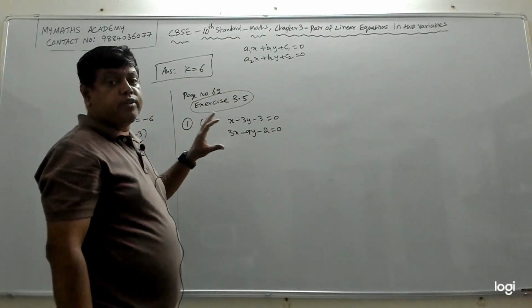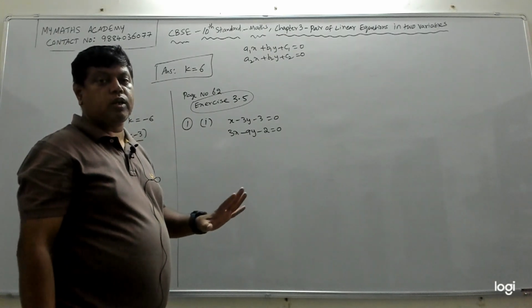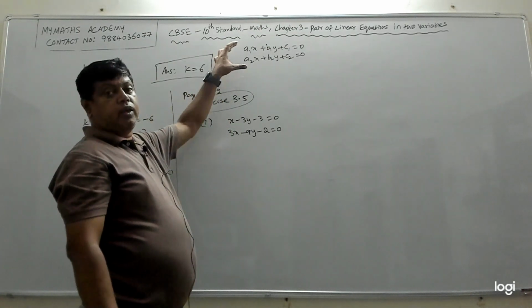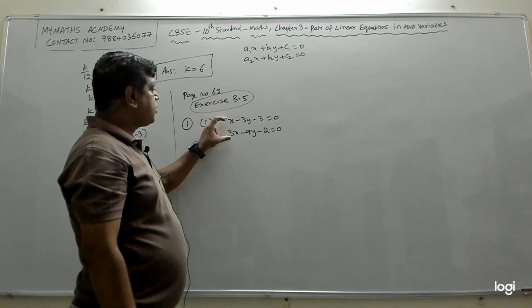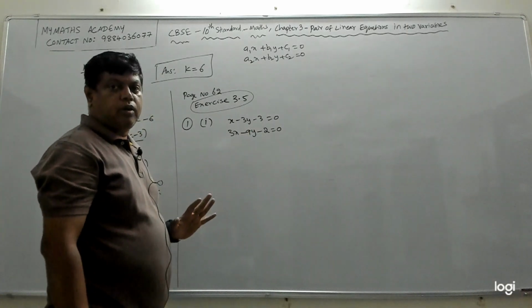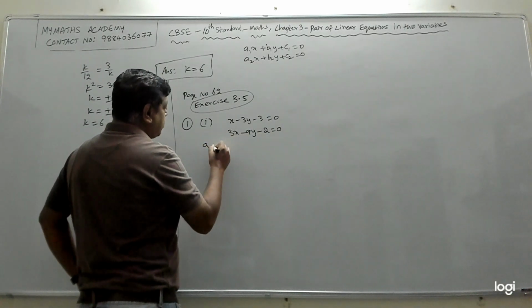So whenever you need to check whether it is a unique solution or infinitely many solutions or no solution, you have to make sure that the given set of equations is in this form. If it is not, you need to convert them into this form. So here it is already in this form, the right side equal to 0, right side equal to 0. Now we should find what is a1, b1. So a1 is what?